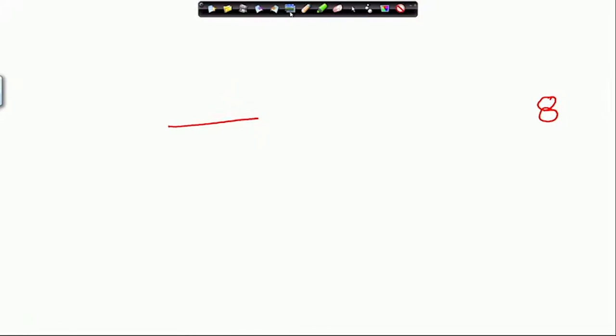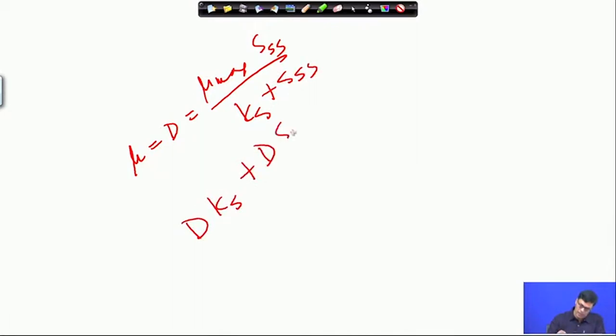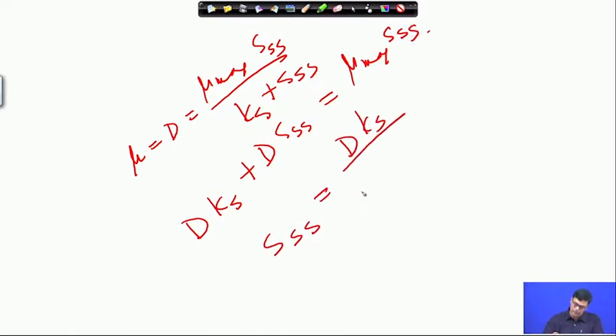Now, if you look at this equation, that is mu equal to D equal to mu max SSS by KS plus SSS. Am I right? So, I can write D KS plus D SSS equal to mu max into SSS. So what I can write, SSS equal to D KS divided by mu max minus D. So, we can easily find out the steady state substrate concentration.